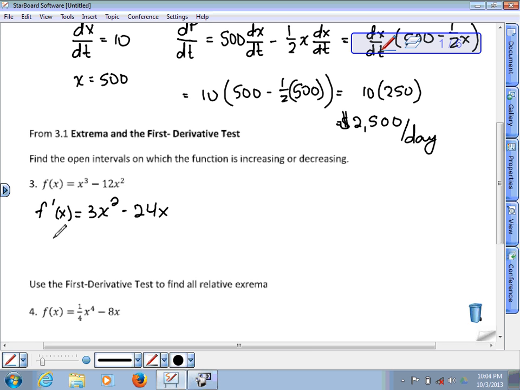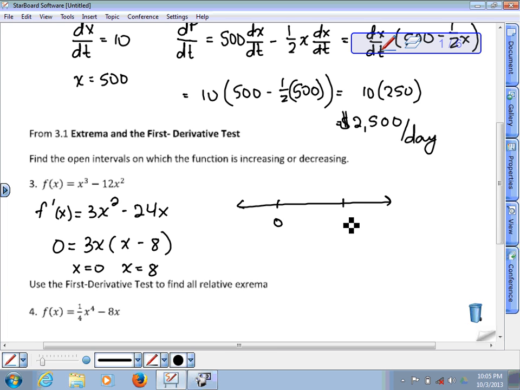Okay, now we need to set the first derivative equal to 0 to find critical values. So 0 is equal to 3x times x minus 8, which means the critical values are x equals 0 and x equals 8. Okay, now on a number line we place the critical values, and test points within each interval into the first derivative to see if it yields positive or negative values.